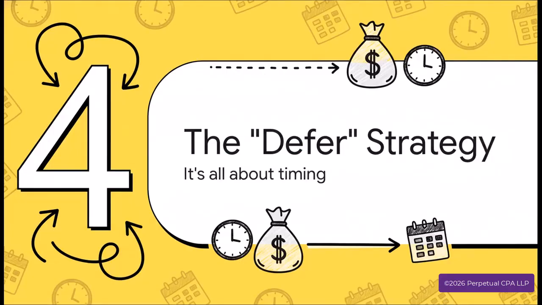Our third category is defer. Deferral strategies are all about timing. They work in one of 2 ways. Either you postpone recognizing income into a future year, or you accelerate deductions into the current year.